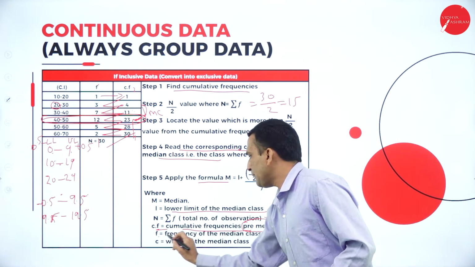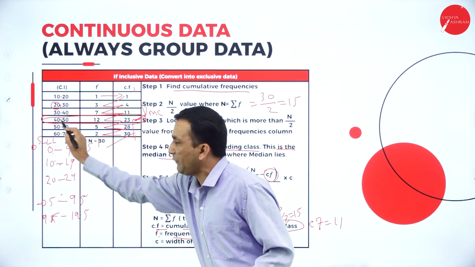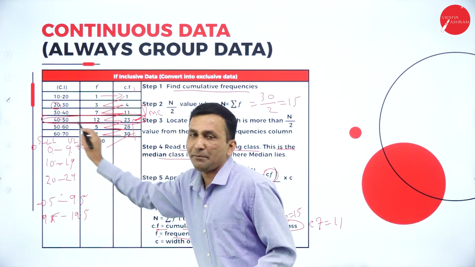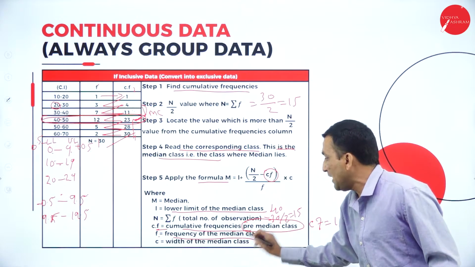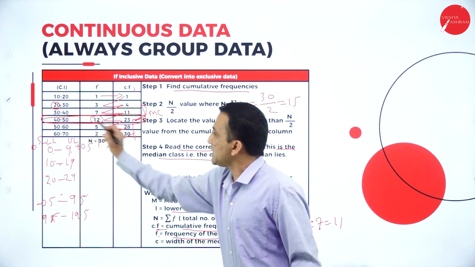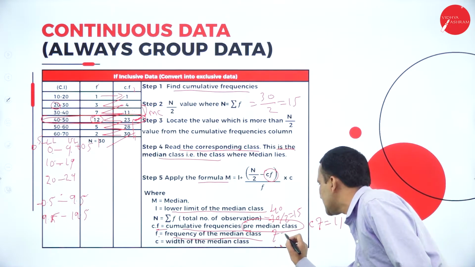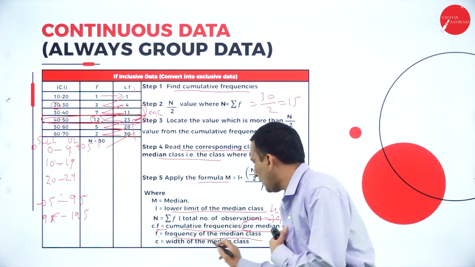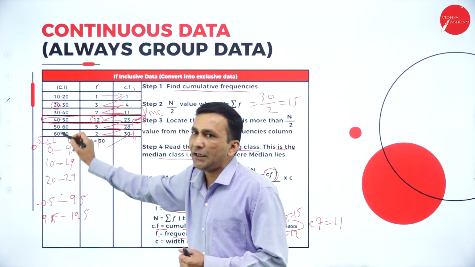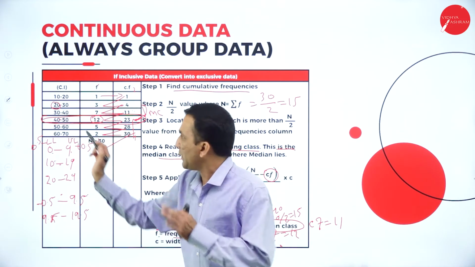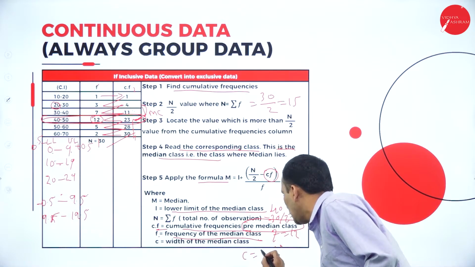And F stands for the frequency of the median class. 40 to 50 is the median class, so the frequency of the median class is clearly specified. I am getting 12. Frequency is equal to 12. Now the width of the median class: each class interval has a difference of 10. 10 to 20 is 10, 20 to 30 is 10. So the width C is equal to 10.